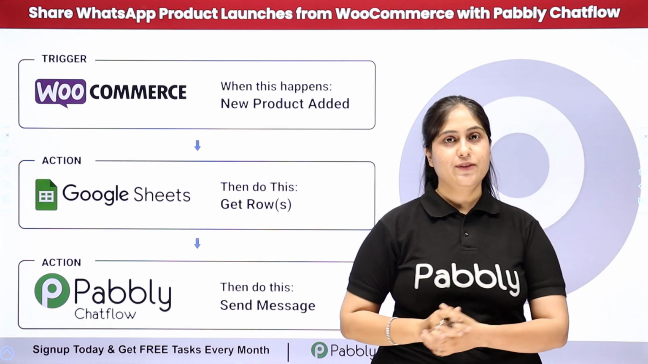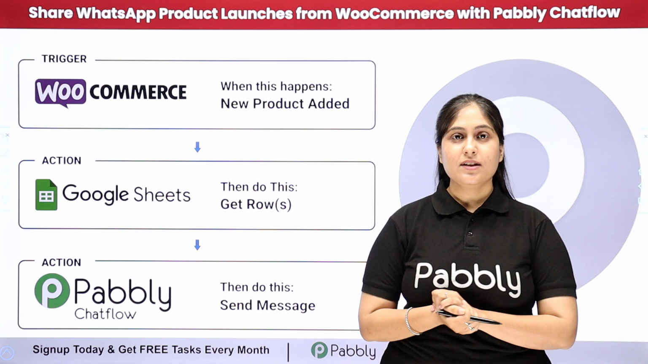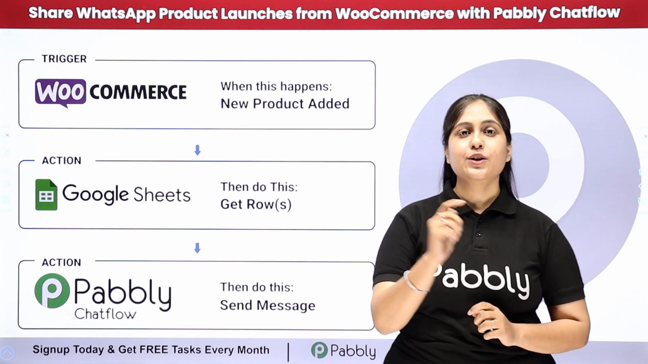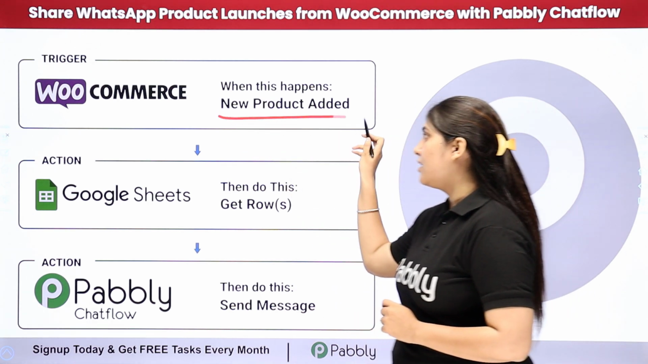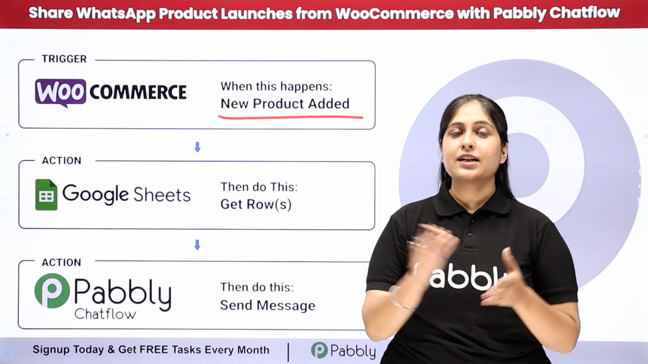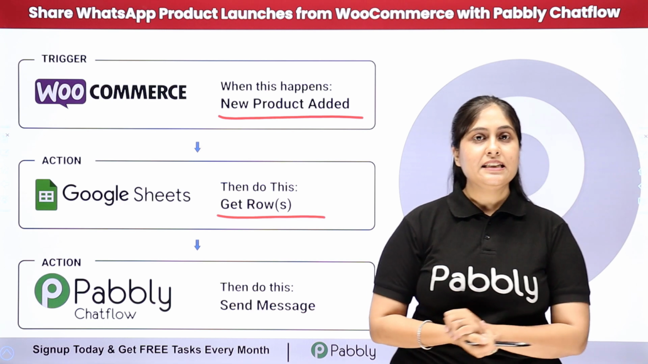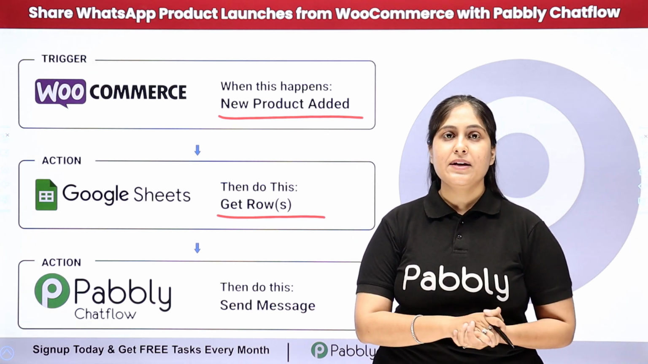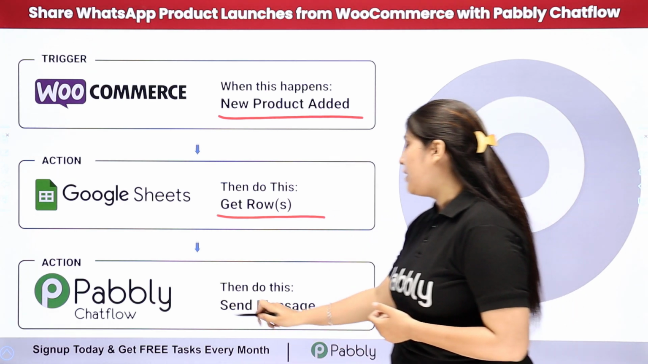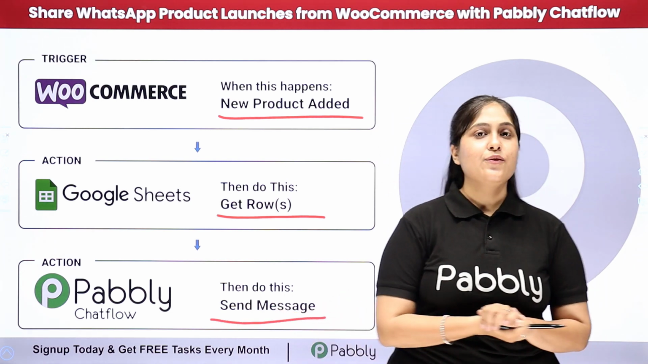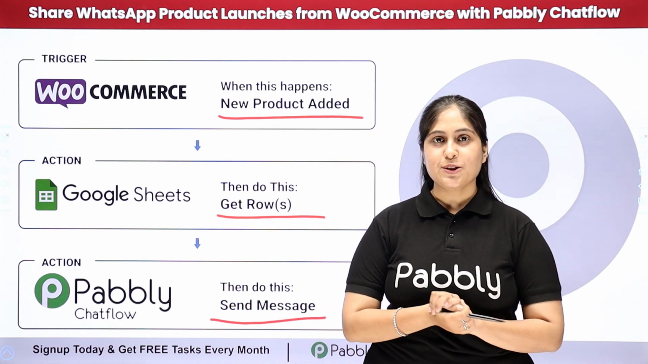In this video, we are going to understand how to share WhatsApp product launches from WooCommerce with Pabbly Chat Flow. So I'm a seller on WooCommerce, and here my objective is that whenever a new product is created on my WooCommerce account, then automatically I should get the customer details from the Google Sheet, and after getting the customer details, an automated WhatsApp message about the product launch should be sent to my customer through Pabbly Chat Flow, that is an all-in-one WhatsApp communication platform.